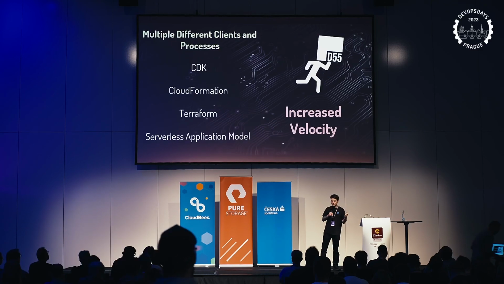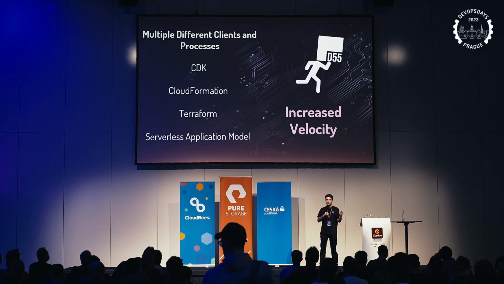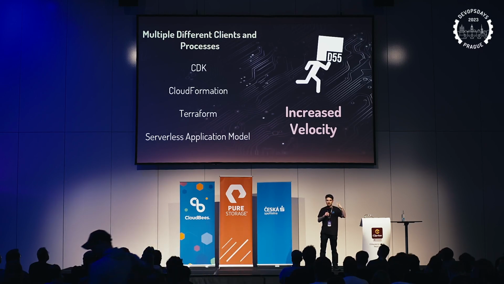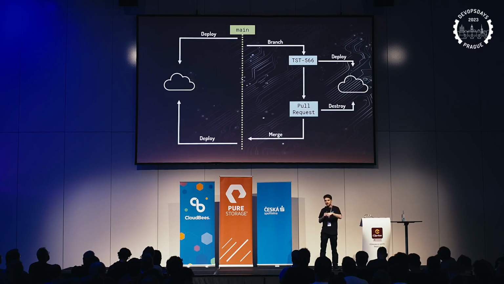Now, we've done this for about 2 years now, and we've done it across CDK, but we've also done CloudFormation and Terraform, and we've done it across different processes and clients, and it's just increased our velocity in terms of development and testing. Now, just a very quick overview. From the main branch, you'll branch from there, and that's just going to create a whole environment for that branch. Now, when you do the pull request, it'll get merged in, and that'll get destroyed.